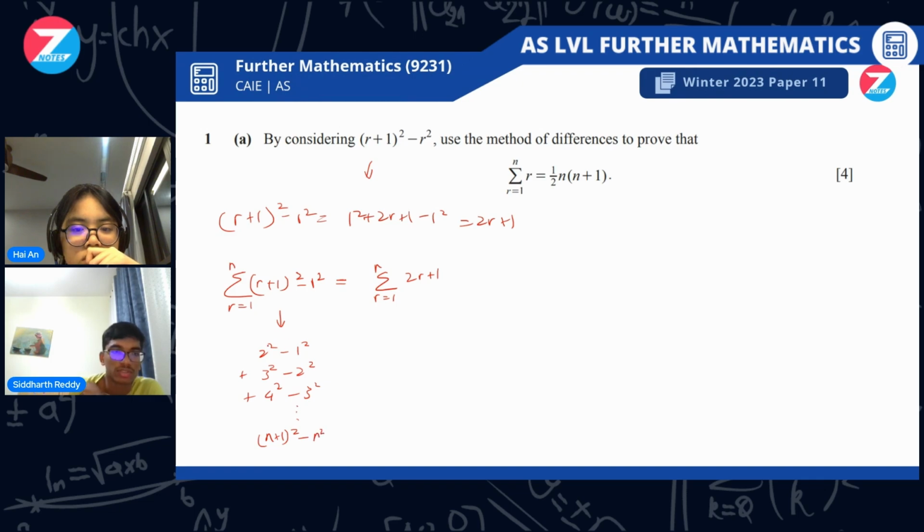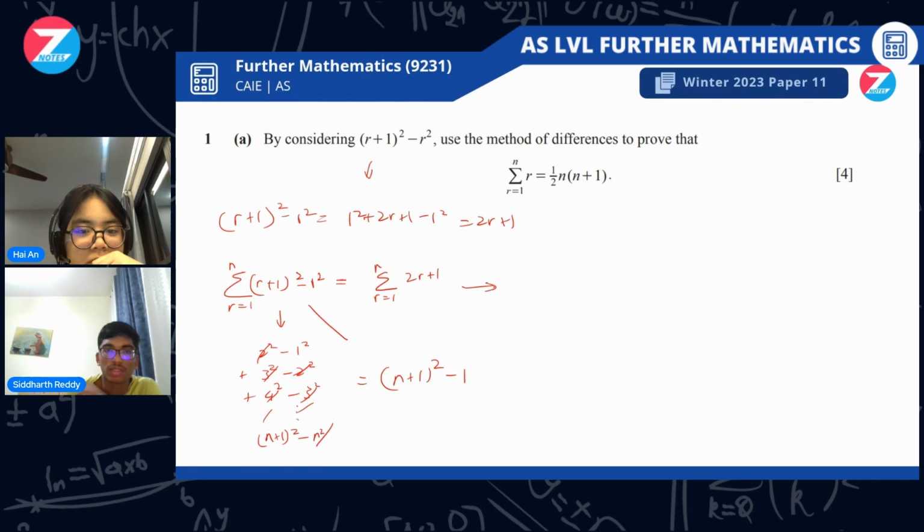What we notice is that all of these cancel out. 2² minus 2², then plus 3² and minus 3², and so on, until we are left with (n+1)² minus 1², which is just 1. So this is what we get from the left-hand side.